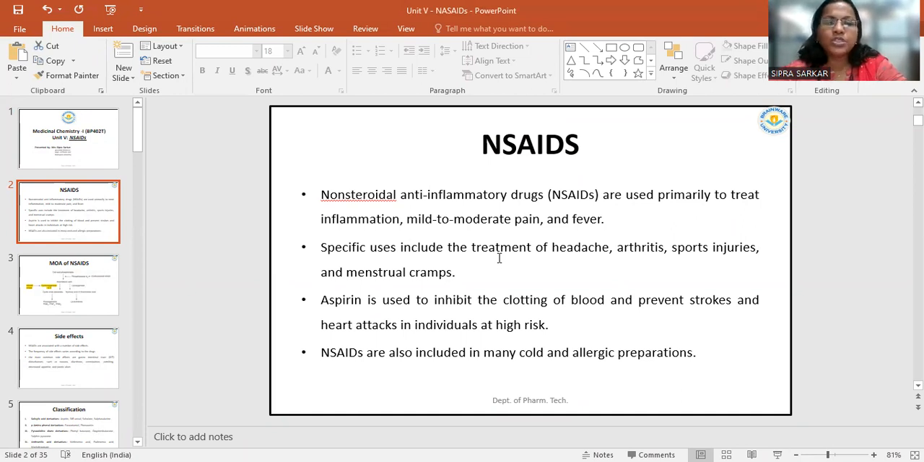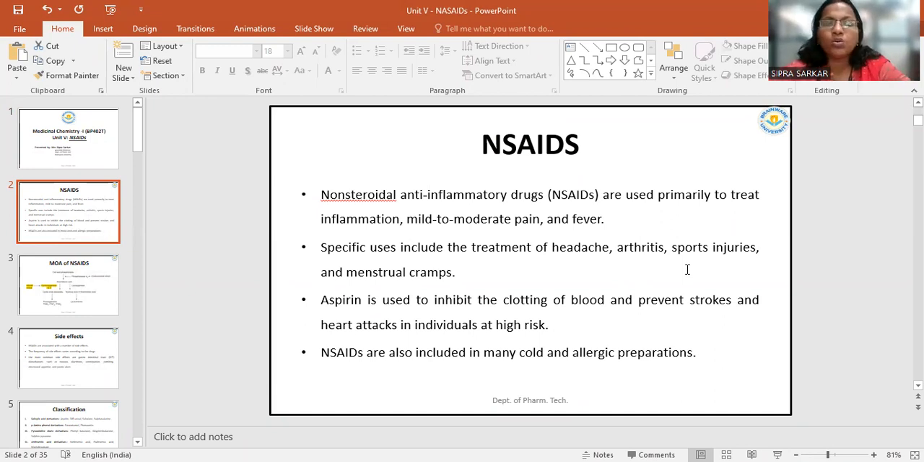That means inflammation or pain will be reduced by these drugs, and in case of fever we can use these drugs. Specific uses include the treatment of headache, arthritis, sports injuries, and menstrual cramps. Aspirin is used to inhibit the clotting of blood, and to prevent strokes and heart attacks in individuals at high risk. NSAIDs are also included in many cold and allergy preparations.